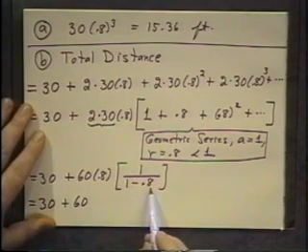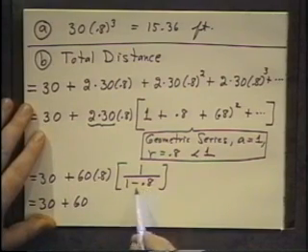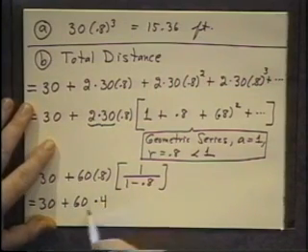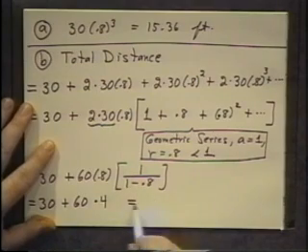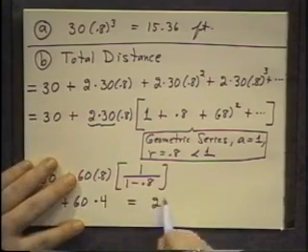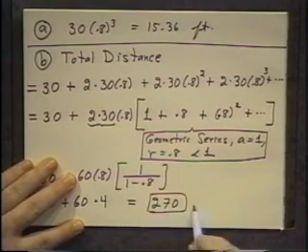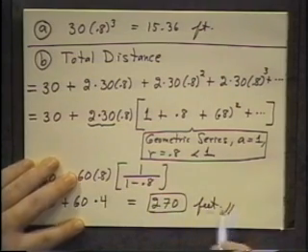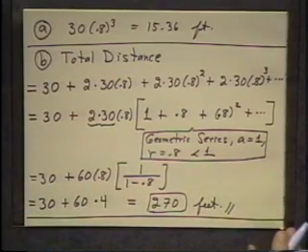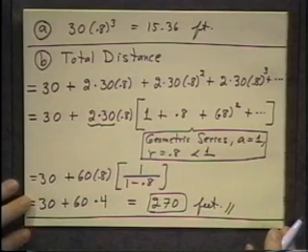Well, 1 minus 0.8 is 0.2. 0.2 into 0.8 is 4. So I have 30 plus 60 times 4. 60 times 4 is 240, plus 30 is 270 feet. And that's how far the ball will bounce if we allow this mathematical ball to bounce out to infinity.